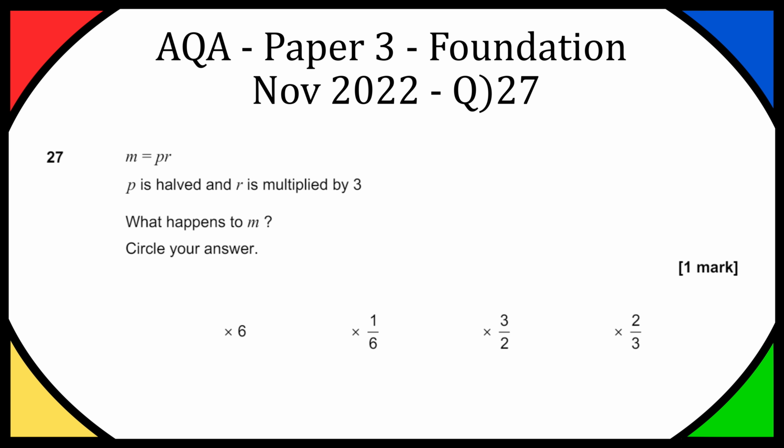Let's get into it. So question 27 says m is equal to pr, p is halved and r is multiplied by 3. What happens to m? Circle your answer. It's a 1 mark question and we have 4 options of times 6, times 1/6, etc.